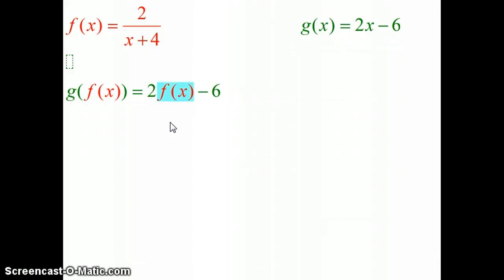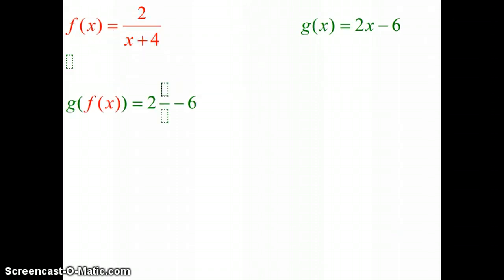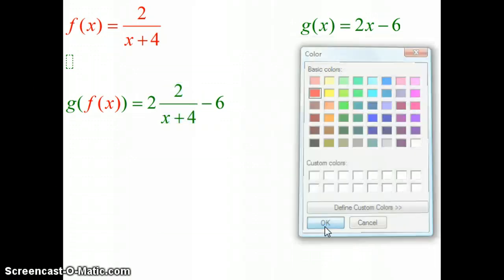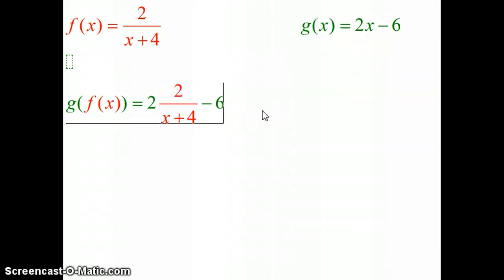Now obviously you don't want to give your answer in terms of a function. What we want to do is replace f of x, that's the same thing as 2 over x plus 4. Well, I'm going to take this guy and just replace that with 2 over x plus 4, and then we're going to simplify. Just to make sure that we're all on the same page here, let's make that match the same color. Okay, so there's our composition. All we have to do now is just simplify it. I'm going to go ahead and leave that step there so you can look at it.